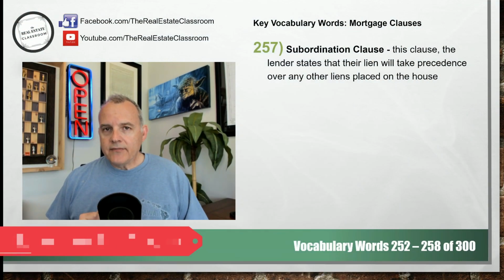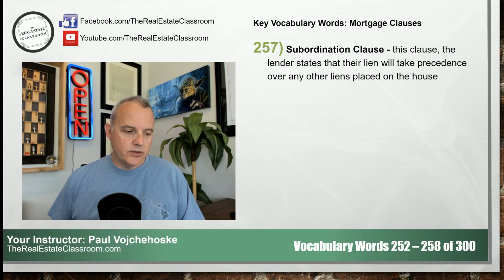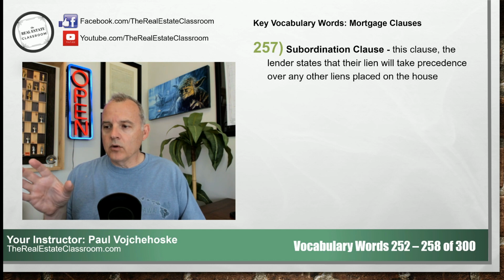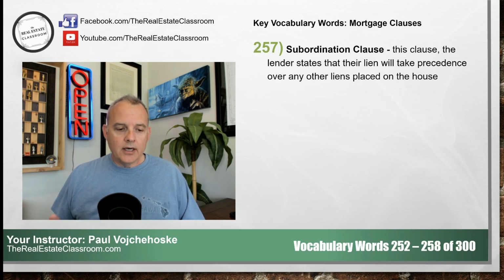Number 257 is what we call a subordination clause. This is a clause in a mortgage or a deed of trust that basically states that the lender's lien against the property will take precedence over any other liens placed on the house. Now, there are a couple exceptions, and number one is if it's an IRS lien or a real estate or property tax lien, by statute, those will take precedence and priority over the lender's lien against the property.